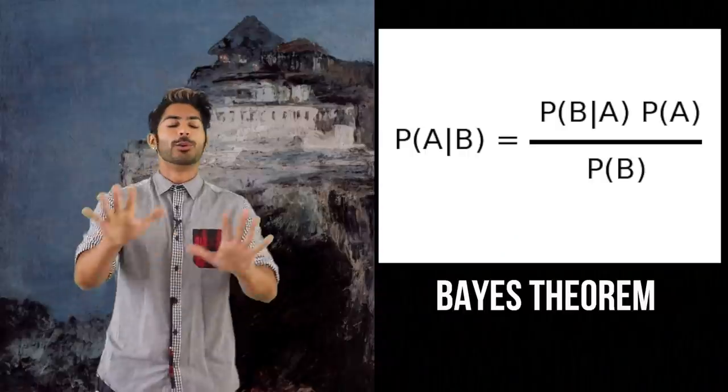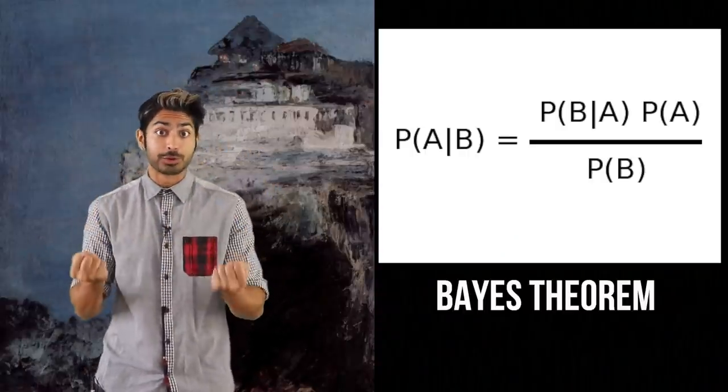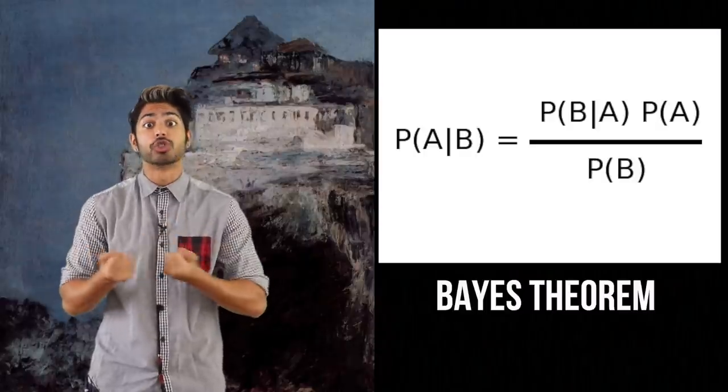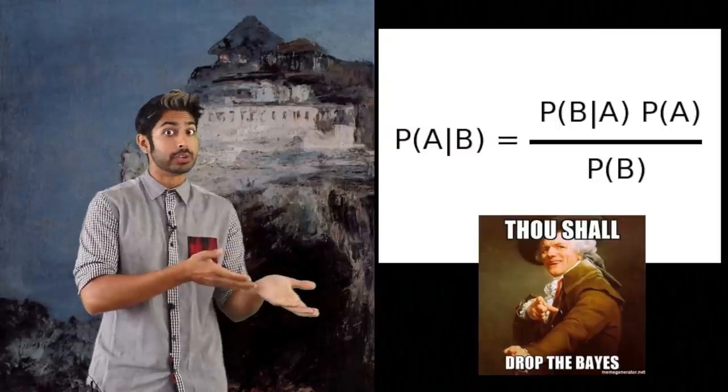We make lots of assumptions like this in machine learning. Sometimes they're wrong. So there's this really popular formula called Bayes Theorem that's built on top of the axioms of conditional probability. It's called a theorem because we can prove its truth using logic.